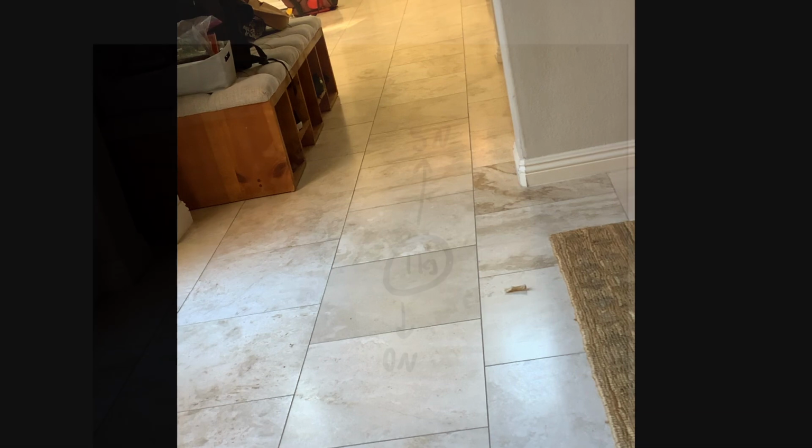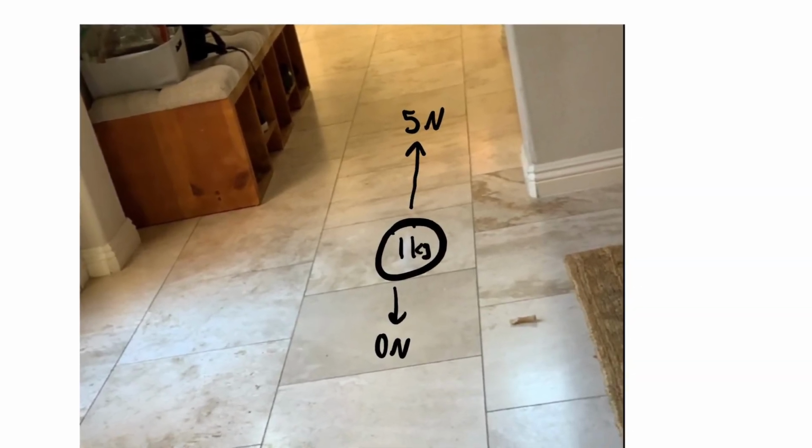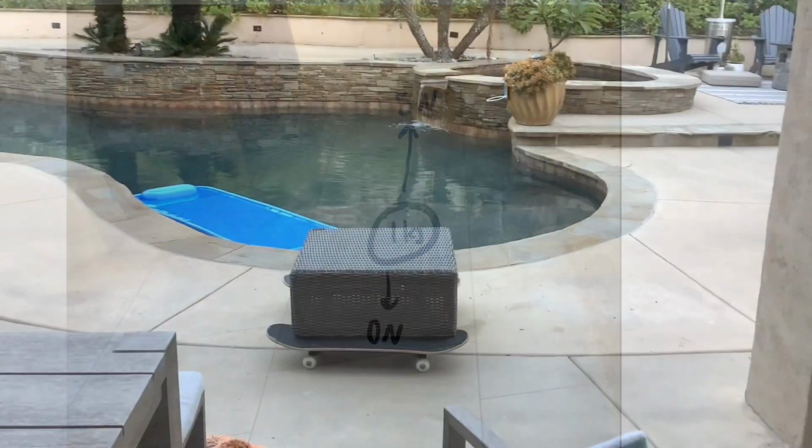This is another way that Newton's first law is shown, as in this example. This is what the ice looks like when it is being pushed with 5 newtons of force. As you can see, it never stops.